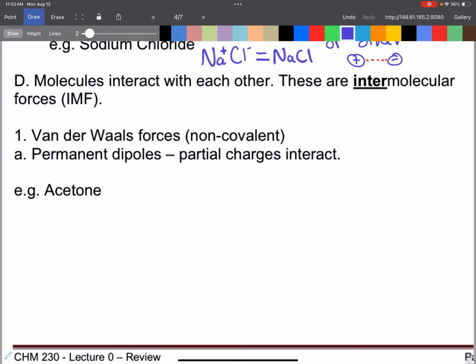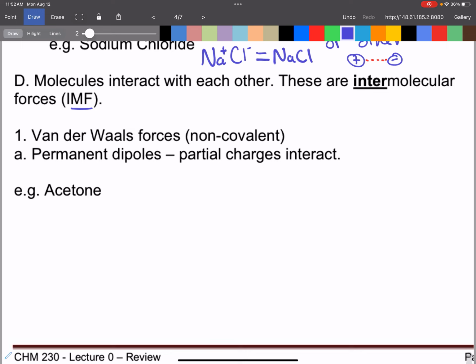So far, we've talked about what we would call intramolecular forces, the forces inside molecules. But now we're ready to talk about intermolecular forces, forces between molecules. And we call these IMFs, and I'll often abbreviate it as such. So the first one I want to talk about are called the van der Waals forces. These are non-covalent interactions between molecules.